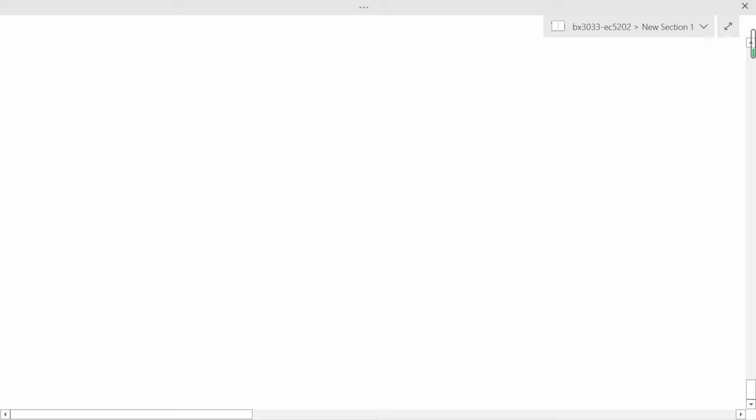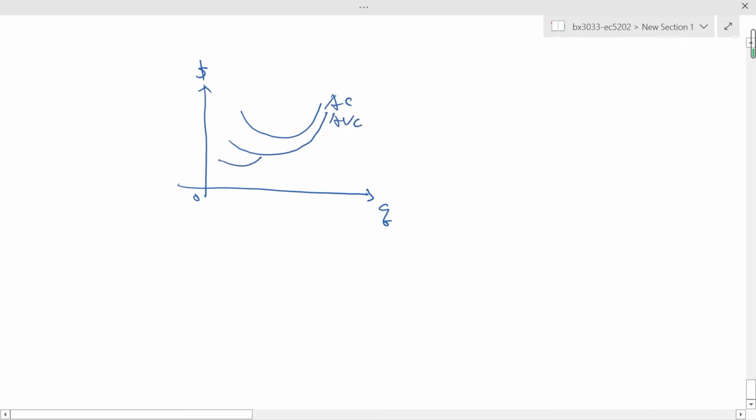A firm has a typical U-shaped cost function like this, where marginal cost cuts through the minimum point of average cost and the average variable cost. Our task here is to find out how many units of output the firm produces.